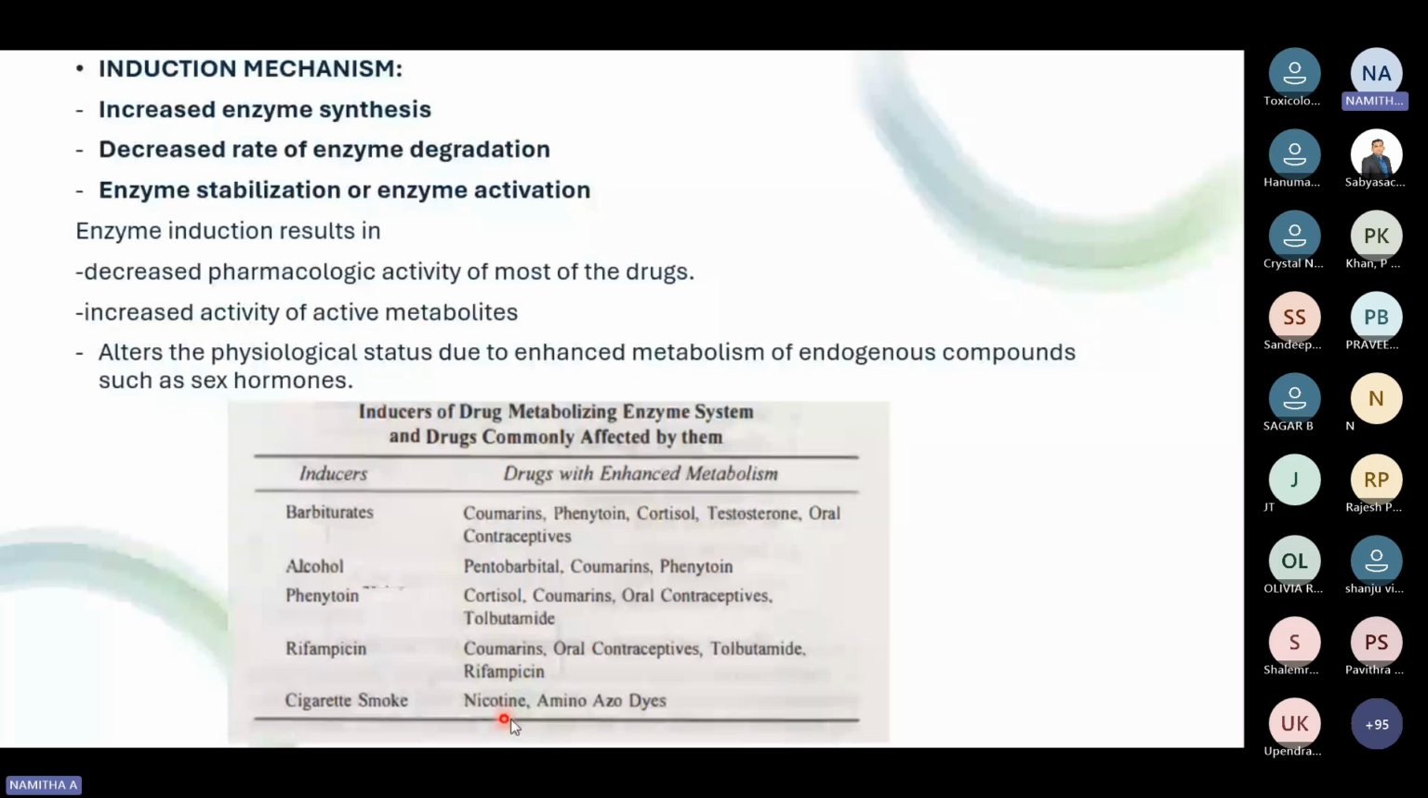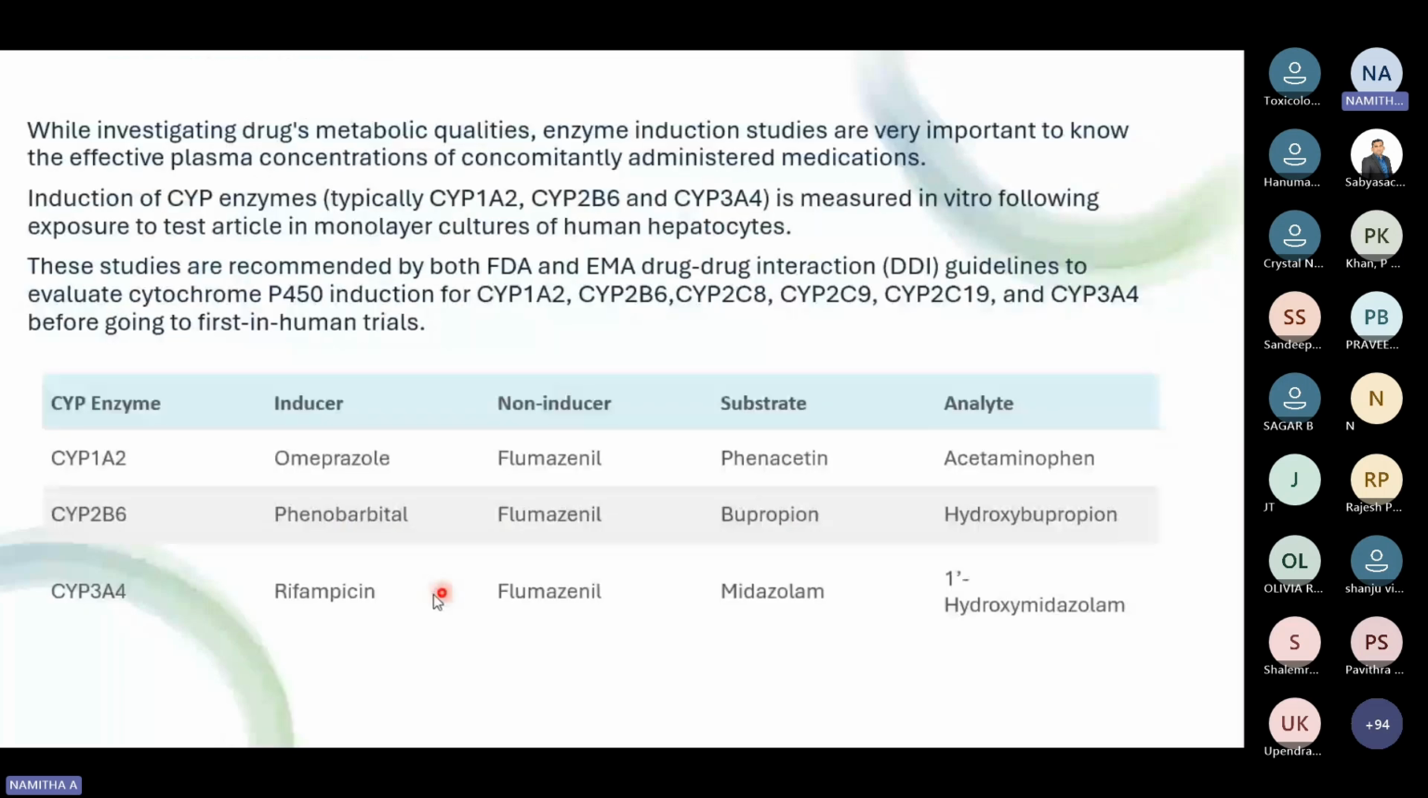So there will be a drug-drug interaction. This becomes a very important part in the investigation of a new drug. When we are investigating a new drug, the metabolic qualities must be analyzed. Enzyme induction studies are very important to know the effective plasma concentration of concomitantly administered medications. Induction of CYP enzymes, typically CYP1A2, CYP2B6, CYP3A4, is measured in vitro following exposure of the test drug to human hepatocyte cells. These studies are commonly recommended by FDA and EMA.